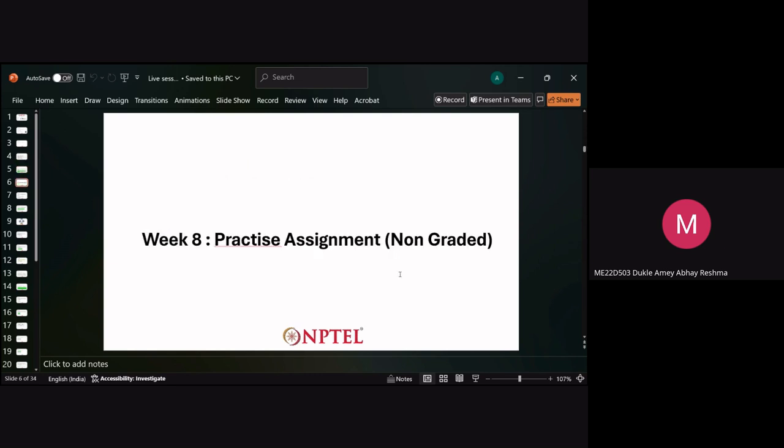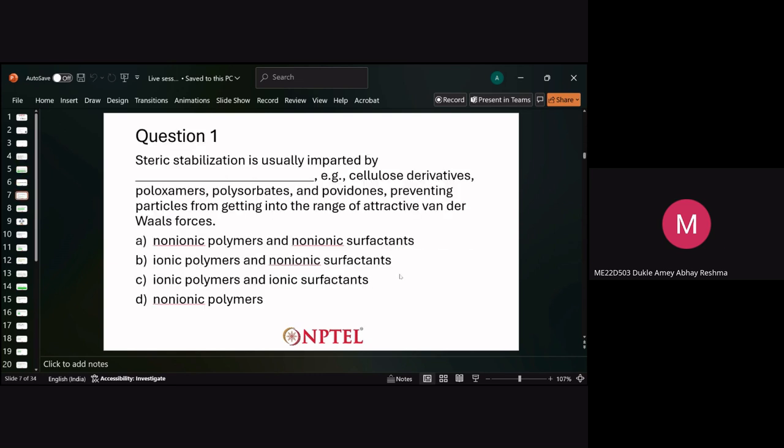So let's start with the first question. Steric stabilization is usually imparted by dash. Example: cellulose derivatives, poloxamers, polysorbates, or polyvidones, preventing particles from getting into the range of attractive van der Waals force. Non-ionic polymers and non-ionic surfactants, ionic polymers and non-ionic surfactants, ionic polymers and ionic surfactants, non-ionic polymers.